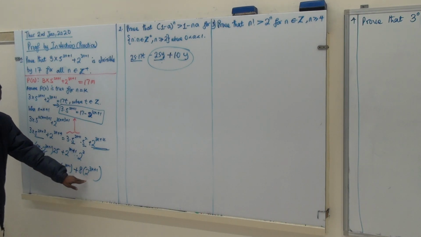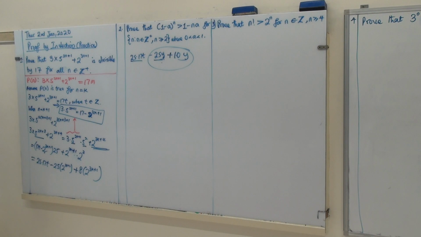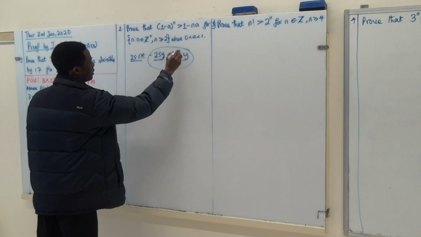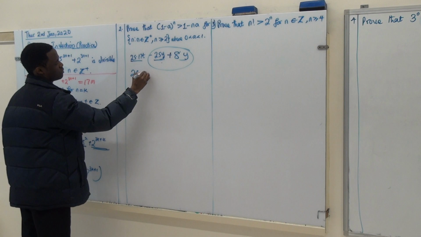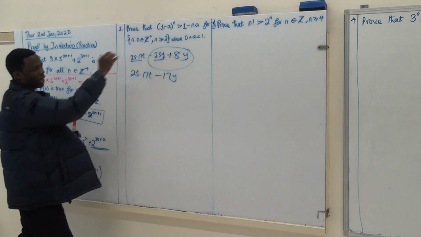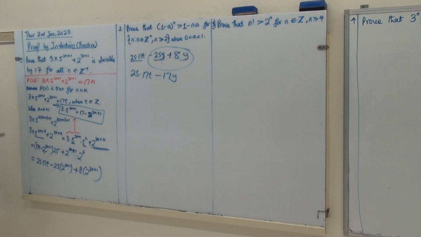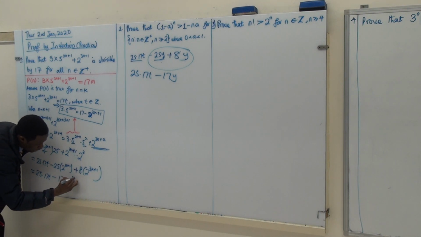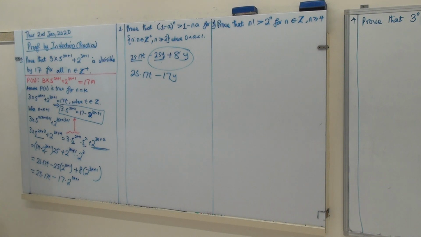So now, the combination of these two gives what? Negative 17, which is what I'm talking about here. So this happens to be 8. So while this is 25 times 17t, this is negative 17y. Do you agree? That y is the 2 power of 2. So when we simplify 25 times 17t, negative 17 times 2 to the power 3k plus 1, I think you can see your result clearly.